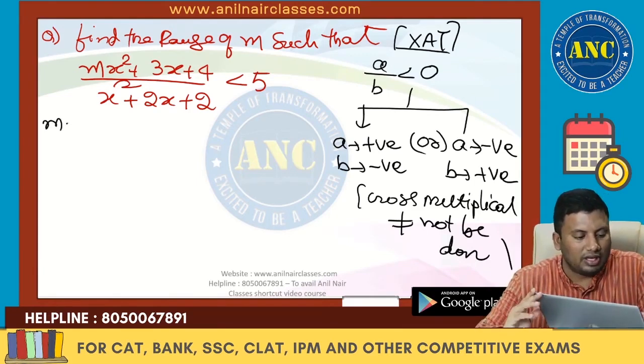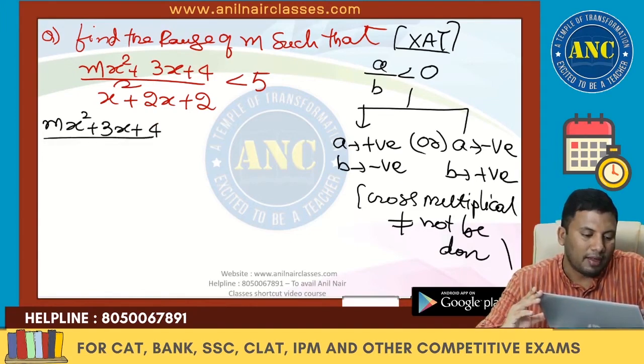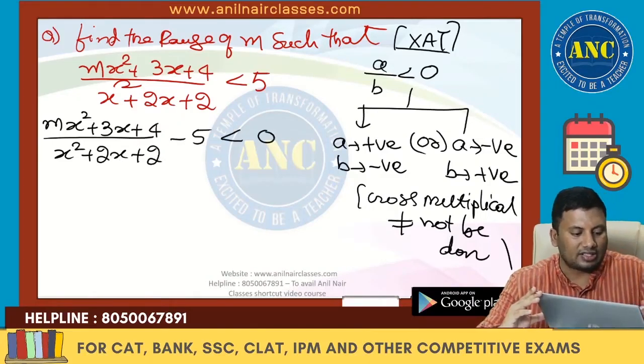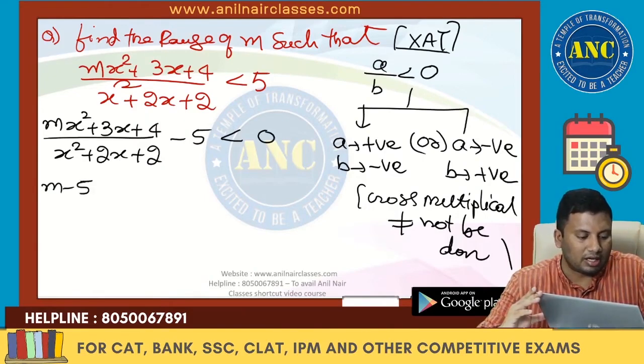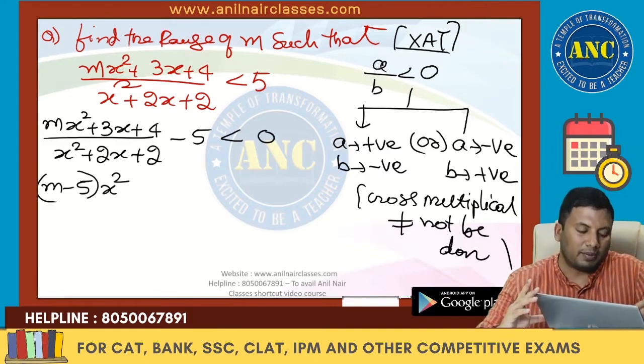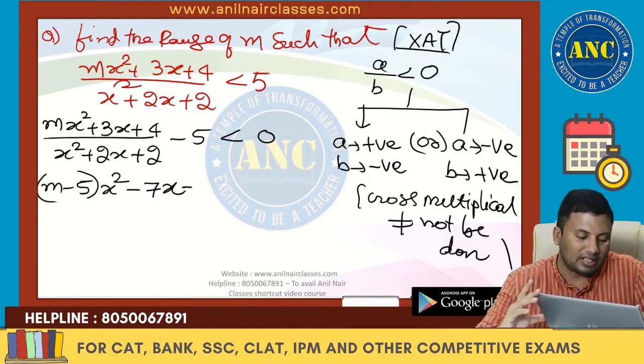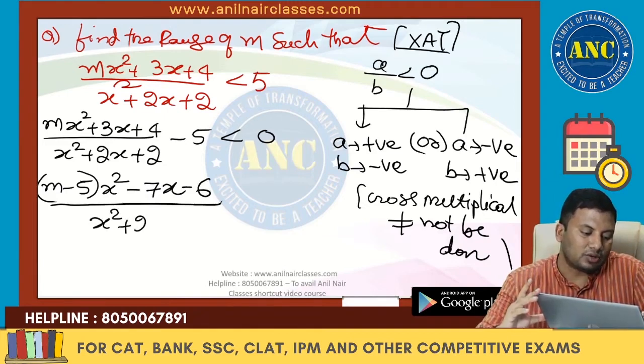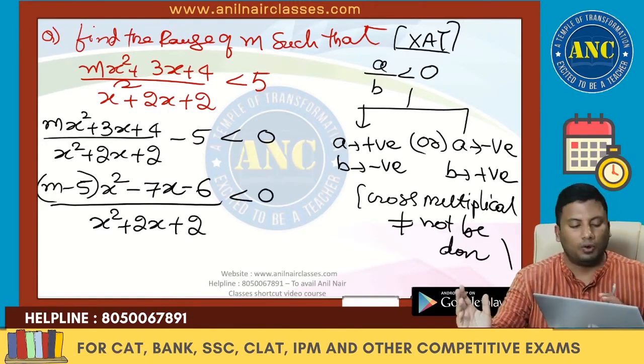So what we'll do is (mx square plus 3x plus 4) by (x square plus 2x plus 2) minus 5 is less than 0. This is nothing but (m minus 5) into x square, 3x minus 10x which is minus 7x, 4 minus 10 which is minus 6, divided by x square plus 2x plus 2, less than 0. I hope it is clear.